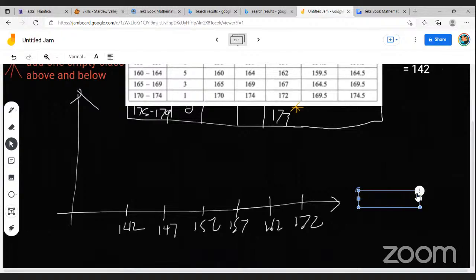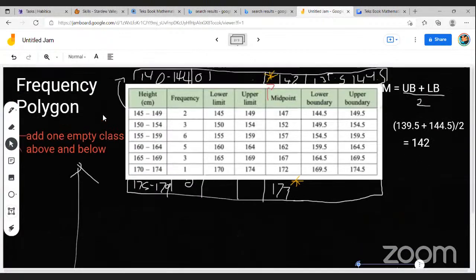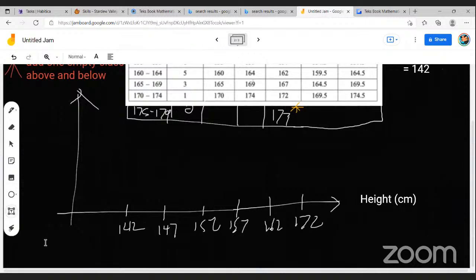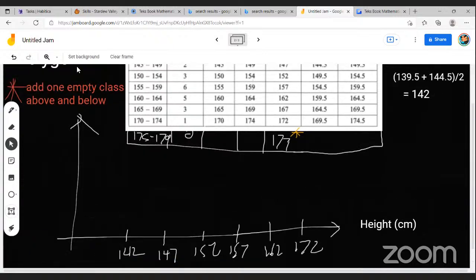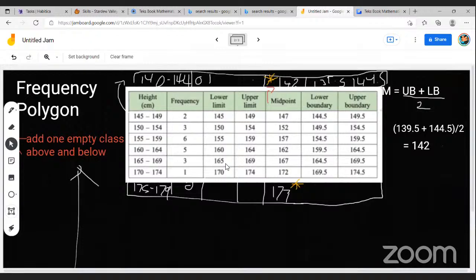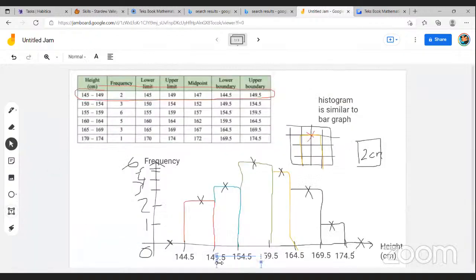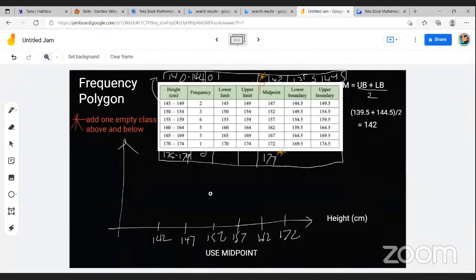For frequency polygon, make sure you use midpoint. Midpoint is the one that you have to use. Use midpoint for the markers. Whereas for the one just now, your histogram, you have to use upper and lower boundary. That's a different thing too. This one you have to use upper and lower, whereas this one you use midpoint.